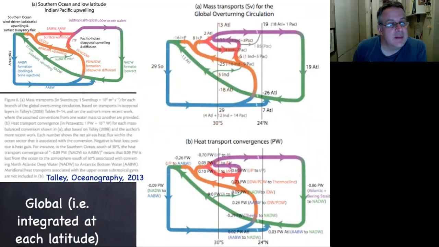You can take these schematic diagrams and put numbers on them to try and get the mass transport in sverdrups for the global overturning circulation and the heat transport in petawatts like this, and the direction that they're going in. This is nice. If you make a transect through 24 north or 26 north, I guess, you could compare it to RAPID. All kinds of stuff like this.